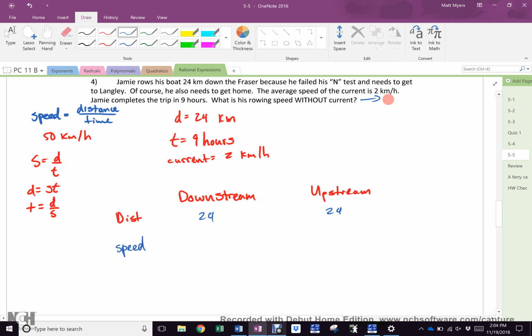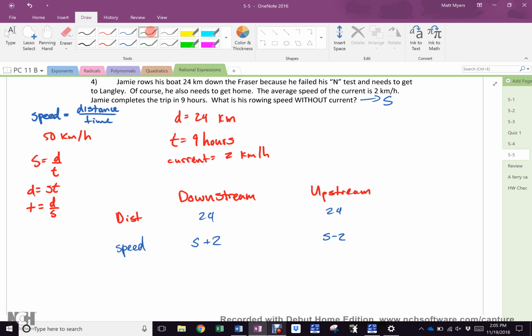I think like a variable. What would be a good variable? I would use S myself for speed, but whatever. You guys want to use X? We can use X. Even though we've got DST over here, we can use X. Do we have to use X? S. Thank you. What is Jamie's speed? Do we know? No. S plus 2. Why is it plus 2? The current's helping him. What's his speed coming home? S minus 2.